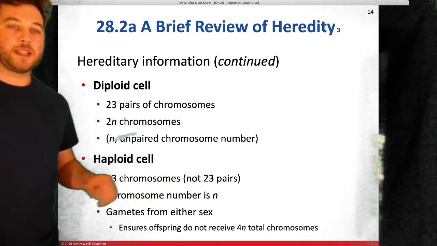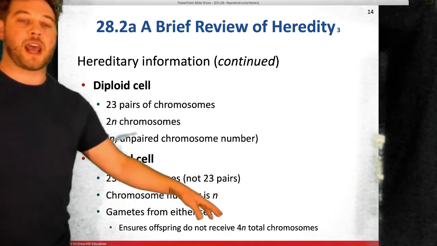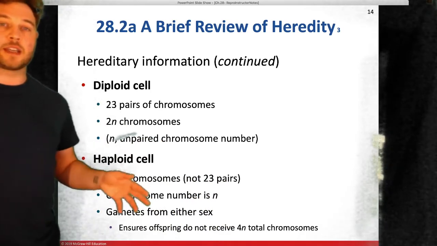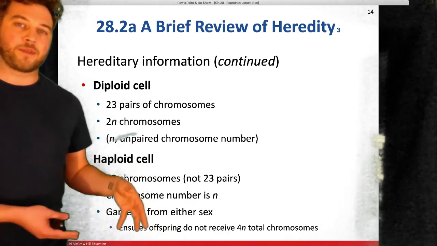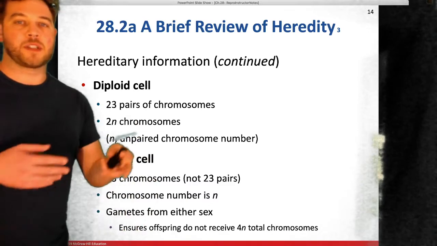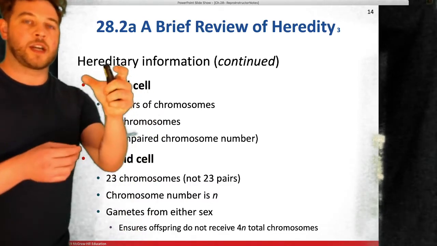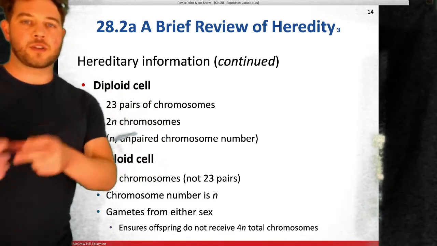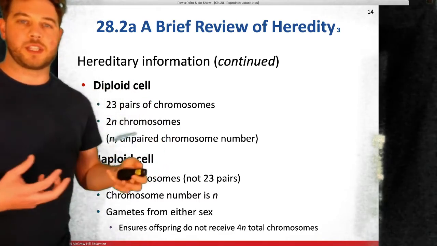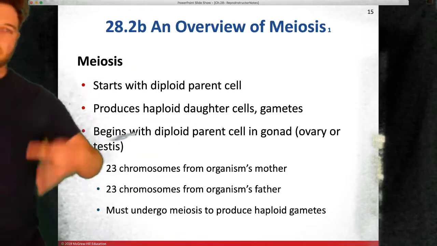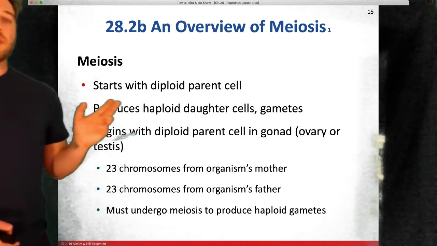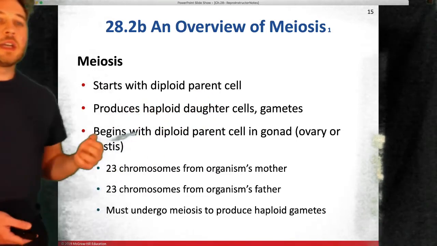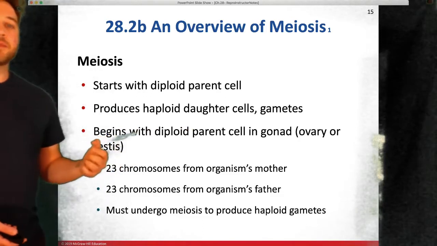These are going to be your gametes. This makes sure that the offspring don't end up with 4N total chromosomes. So your gametes, your egg and your sperm, are each only going to have half of your genetic information. We'll see how that happens, because they start as one cell and go through a meiotic division, which ends up with 4 daughter cells. Each of those daughter cells is going to have a different combination of DNA. So again, you start with a diploid parent cell, 2N, 23 pairs of chromosomes. It produces haploid daughter cells that are your gametes.